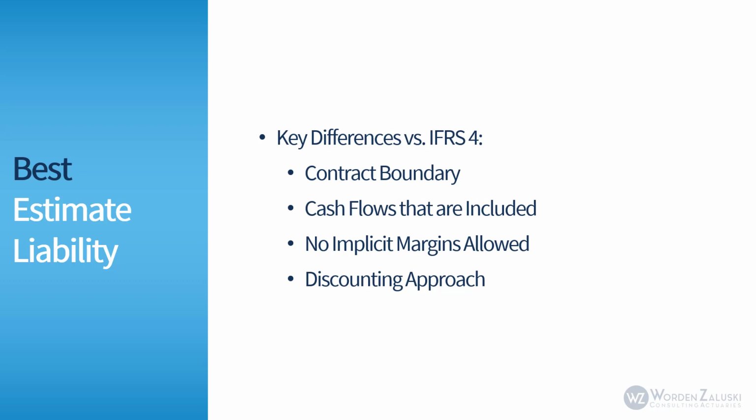The second is what cash flows are included in that best estimate liability. The third is that we no longer have any implied or implicit margins. They are no longer allowed. And what an implied margin is, under the old IFRS 4, the actuary could set an assumption on a best estimate basis that would include some conservatism in it.